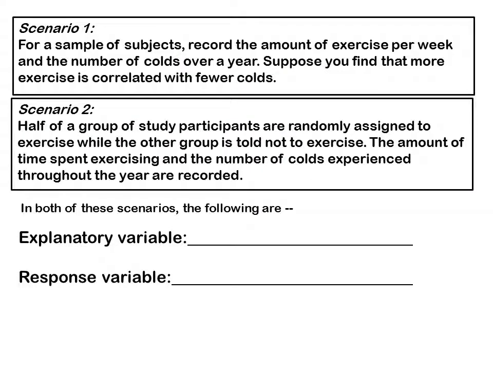So we're going to look at two different scenarios. In the first scenario, for a sample of subjects, record the amount of exercise per week and the number of colds over a year. Suppose you find that more exercise is correlated with fewer colds. In scenario 2, half of a group of study participants are randomly assigned to exercise, while the other group is told not to exercise. The amount of time spent exercising and the number of colds experienced throughout the year are recorded. In both of these scenarios, the explanatory variable would be time spent exercising, because we think that that may explain the number of colds per year.